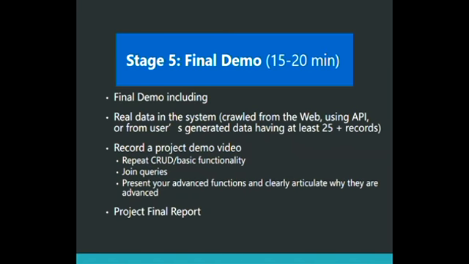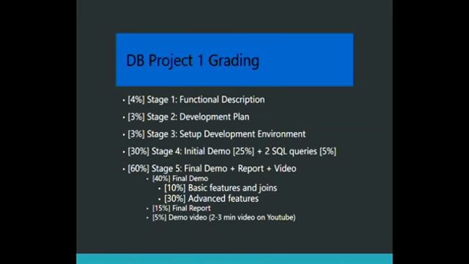Then you need to write a report on it. There are more details on the website you can check. Then it's just the grading part: 4% for the first stage, 3% for stages 2 and 3, 30% for stage 4, and 60% for the final demo. All right.